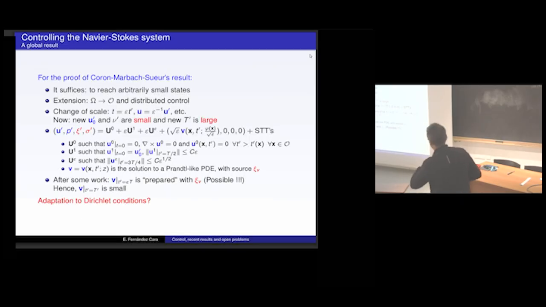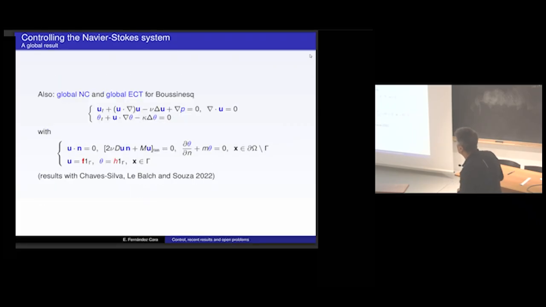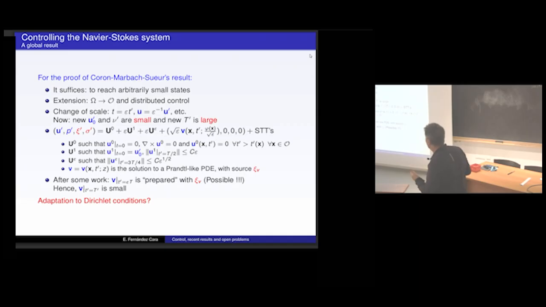Okay. This is the argument that they use in order to prove the result. I have not time to present it, but it is very well written in their paper. So this is the argument. The most important part of the argument is to separate the behavior of the fluid near the boundary and far from the boundary. With the conditions that they have imposed, it is possible to govern the behavior of the fluid in both regions. With Dirichlet conditions, it's not clear if the strategy that they have followed works.